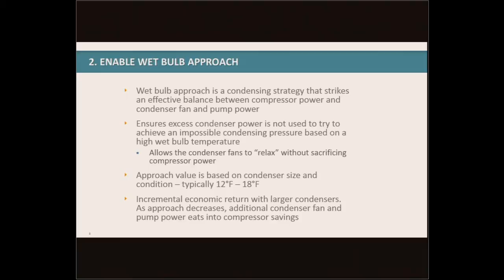The way you can reduce this approach value is just by buying larger condensers, and you might be able to get an approach value that's got a 5-degree approach or an 8-degree approach. But that's going to have an incremental savings, and those savings are going to be eaten up by the larger fans and pumps that are going to be associated with those condensers.